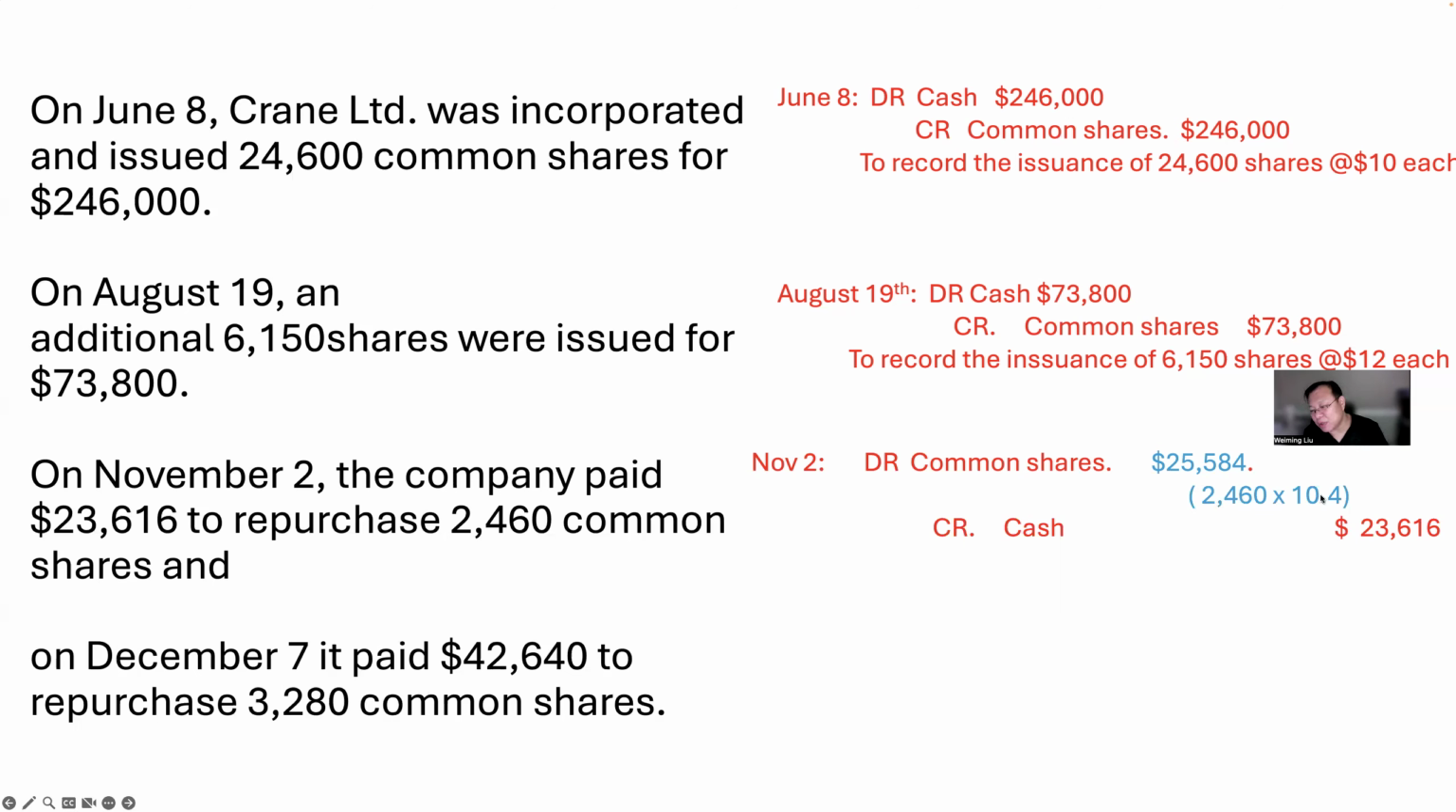So I use this multiplication: the number of common shares bought back times the average cost immediately before the repurchase, $10.40. So I know that the cost reduction on the common shares is $25,584. Now we notice that the debit is not equal to credit. To make this journal transaction balanced, I will need additional credit, okay?